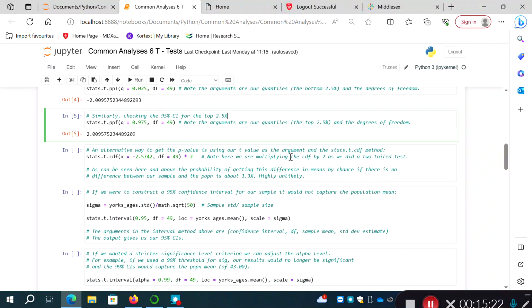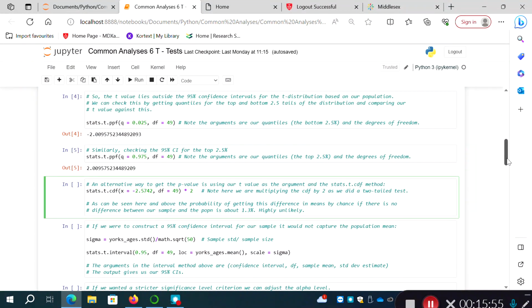Right, so an alternative way to get the p-value is using our t-value as the argument and what we could call the stats.t.cdf, cumulative density function method. What we do is we're going to use stats.t.cdf, and then we're passing it as an argument, as I said, this x argument in parentheses. And note that what I've done here is I've passed our actual t statistic here, rounded to 4 decimal places, so it's reasonably precise.